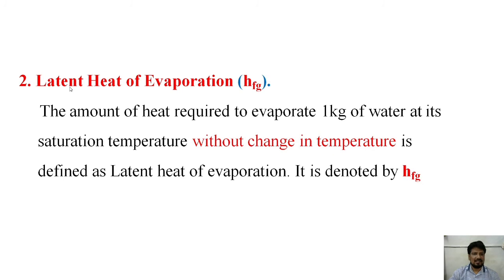Now the next one is the latent heat of evaporation. The amount of heat required to evaporate 1 kg of water at its saturation temperature without change in temperature. From the line B to C, it is a constant temperature, so without change in temperature, it is defined as the latent heat of evaporation. It is denoted by HFG. This HFG value, while solving problems, we take from the steam table with reference to the pressure value.